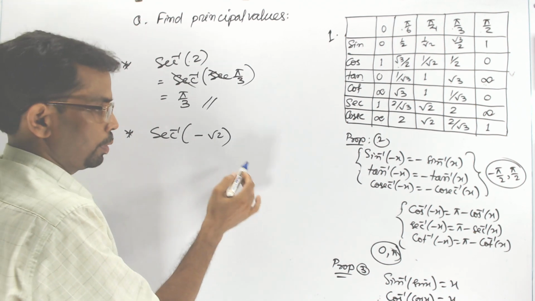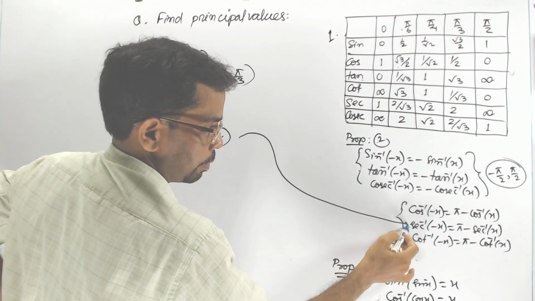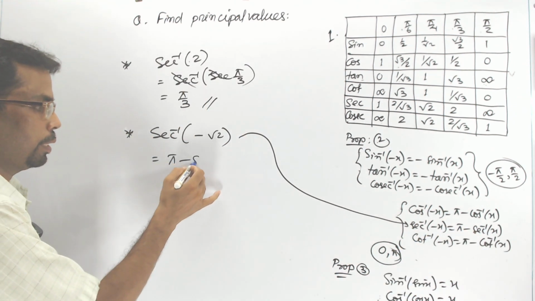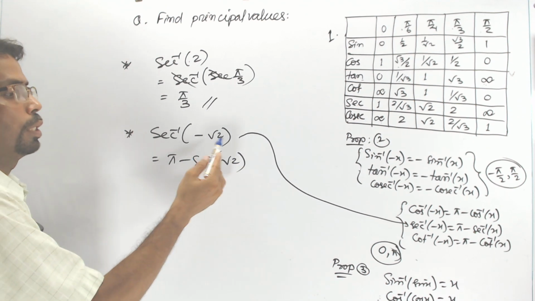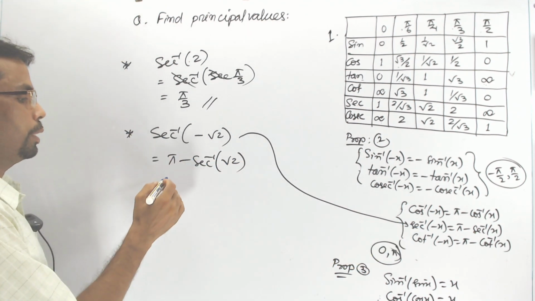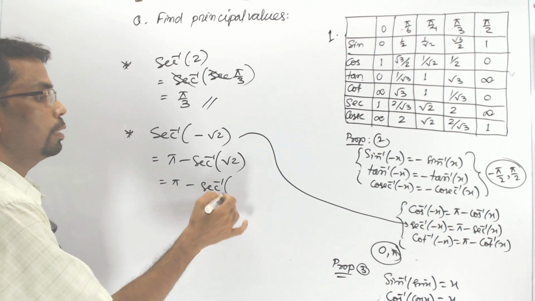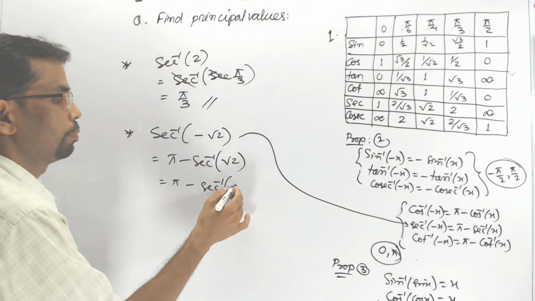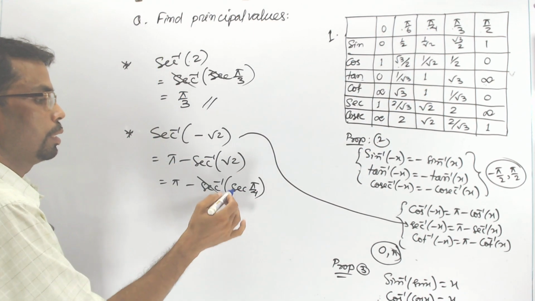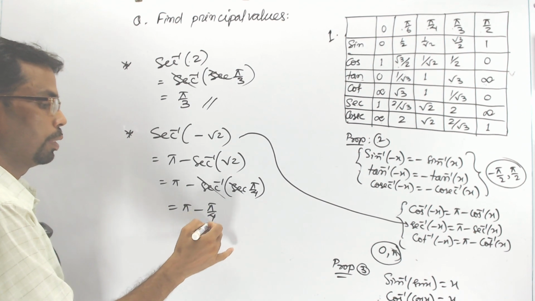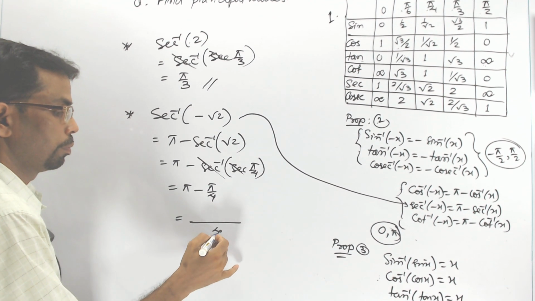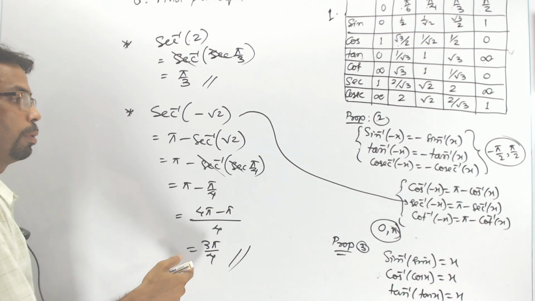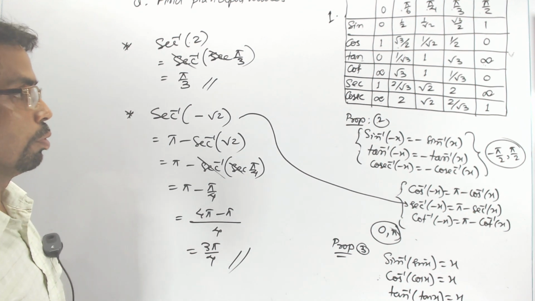For negative we must see the property. For negative sec inverse, this is the property: sec inverse of minus x is pi minus sec inverse x, so we can write pi minus sec inverse root 2 according to this property. Now I have to see the number root 2 in sec corresponds to pi by 4. So sec pi by 4, and this gets cancelled, pi minus pi by 4. Then take the LCM, 4 pi minus pi, it is 3 pi by 4. This is the principal value of the given function. So sec is also done.